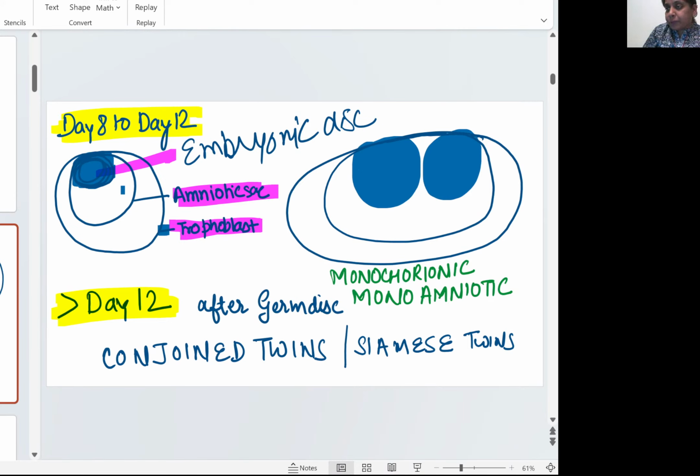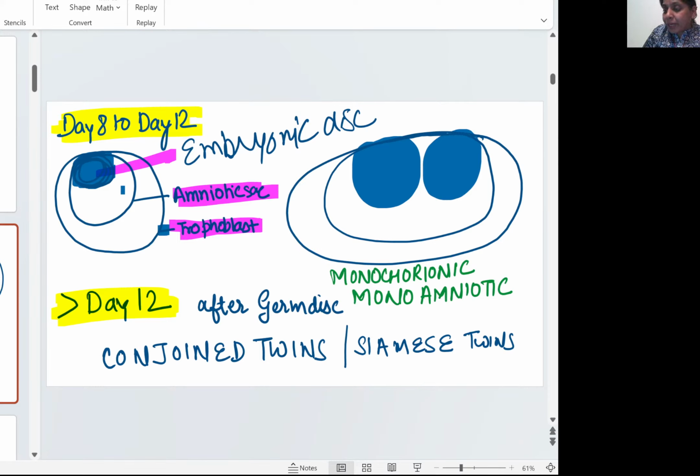Okay, got it? After day 12, the embryonic disc has already been formed. So now there will be formation of conjoined twins or Siamese twins.